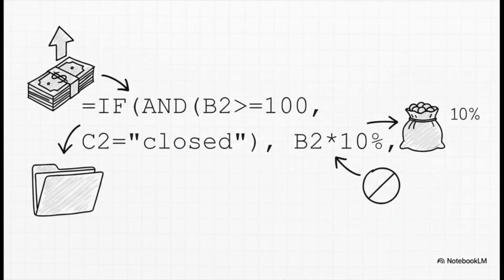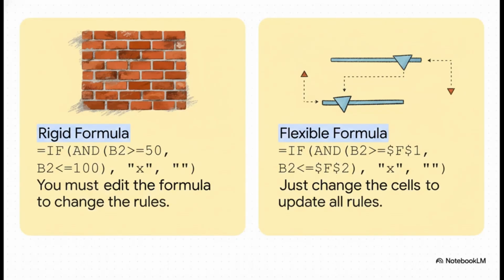Here, what we're saying is, if the sale amount is $100 or more and the status is closed, then our prize is to calculate a 10% bonus on that sale amount. If not, the bonus is just 0. The formula does the math for us, but only when our specific rules are met.